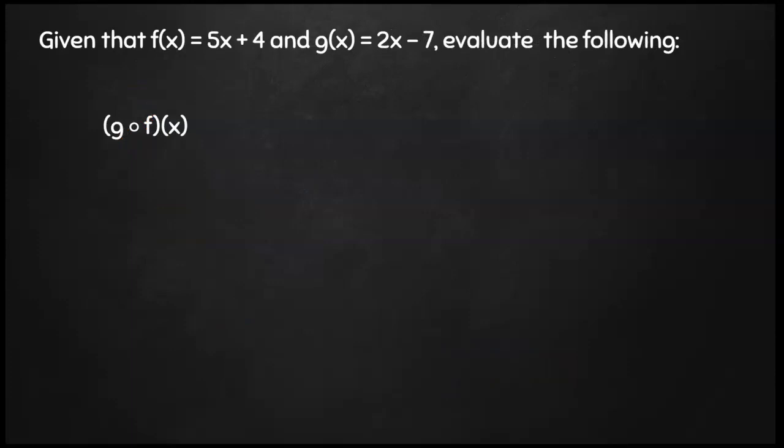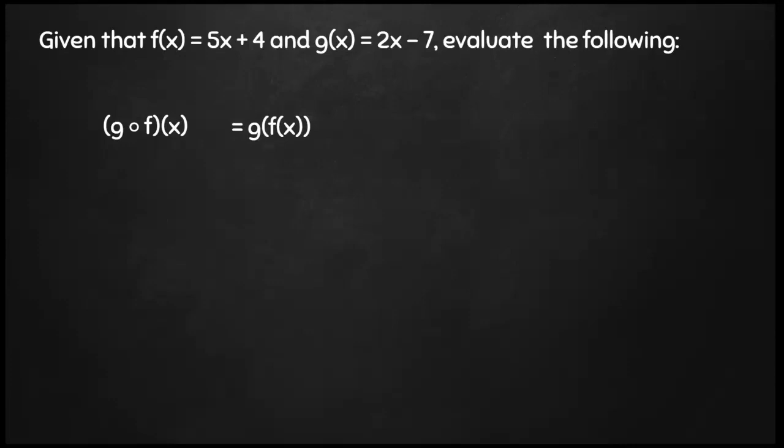Here we have two functions. Notice in this example, we don't have a value for x. So what we're going to do is evaluate one function and put it into the second function. Here is our composition notation. You see that open circle, it's not a multiplication. This is the same thing as me writing g of f of x.